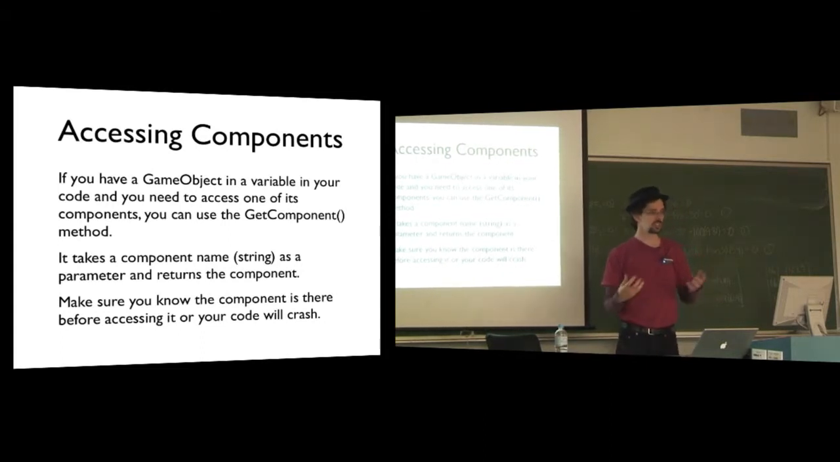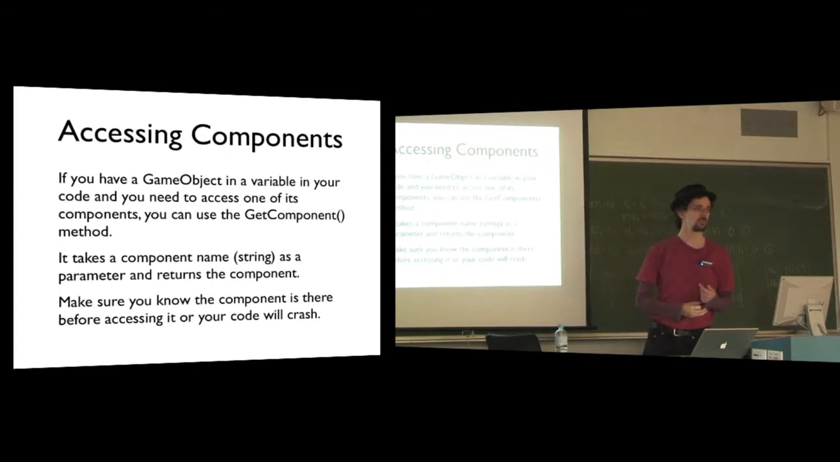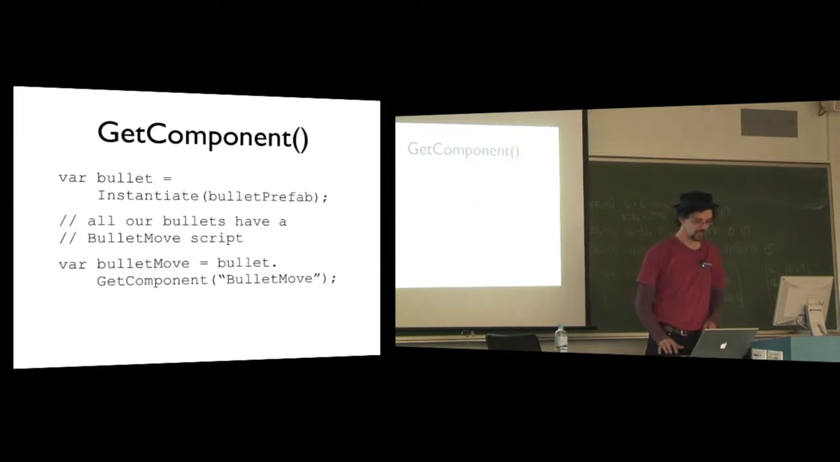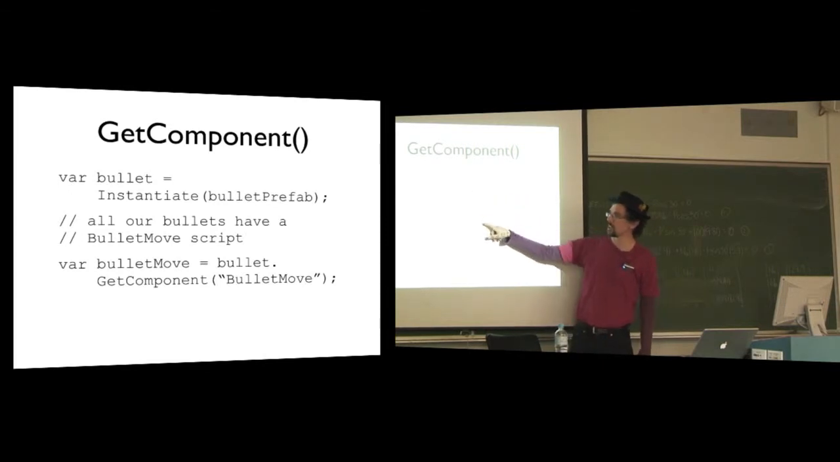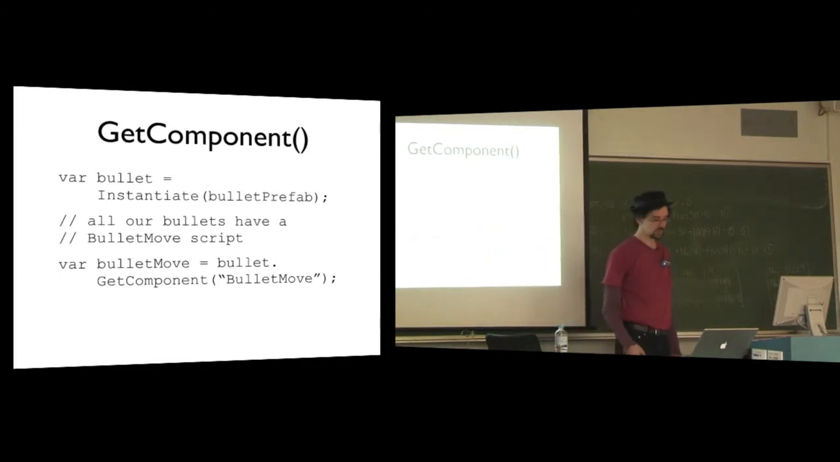And in particular, if it's your own scripts, then make sure that the object that you're trying to get the component from has that script attached to it. So for example, if we instantiate the bullet prefab, we can then get the BulletMove component from that prefab because we know that all our bullets have a BulletMove component.